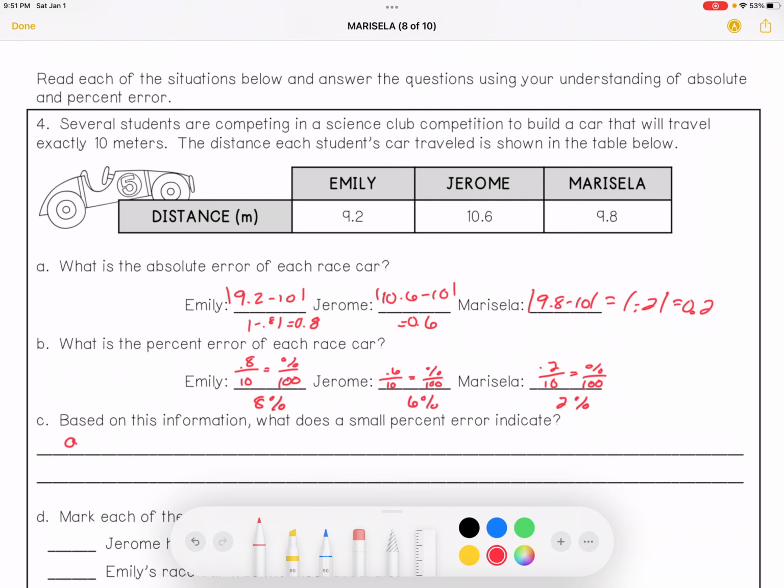A small percent error indicates the car was closer to 10 meters and meets, or let's say better meets, qualification specifications.